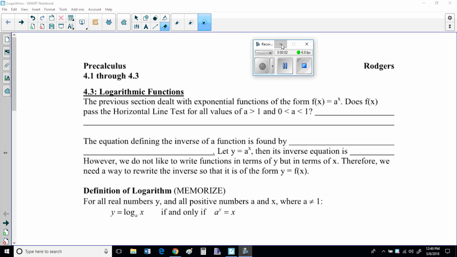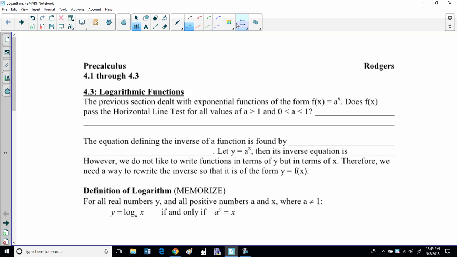Okay, you should have your packets that you were given, and we're going to skip through some things and just work on our logarithmic functions. In the previous section, we did exponential functions. Remember, they are with x in the exponent. That's what exponential means, okay? X in the exponent.